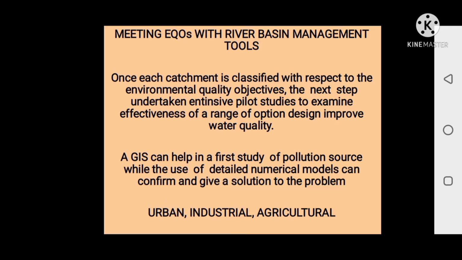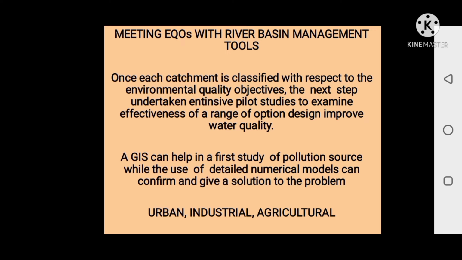EQS as a river basin management tool. So once each catchment is classified with respect to the environmental quality objectives, the next step is undertaking an intensive pilot study to examine the effectiveness of a range of options designed to improve water quality. So the GIS can help in the first study of pollution sources, while the use of detailed numerical methods can confirm and give a solution to the problem.